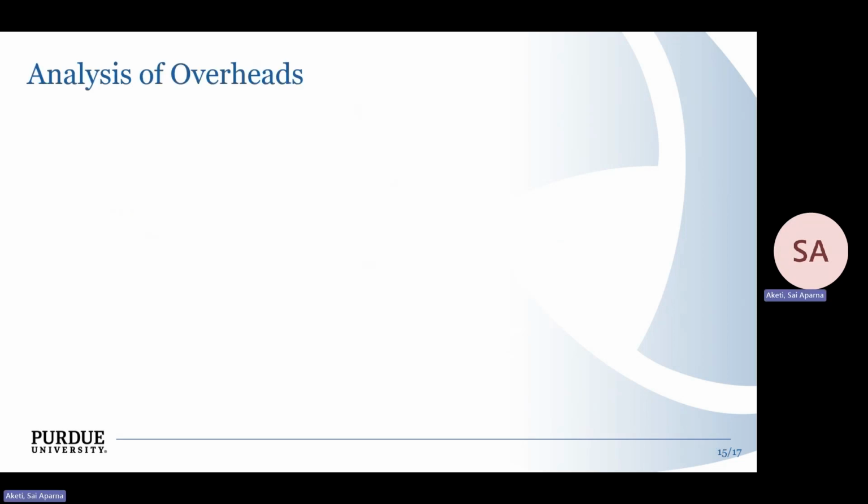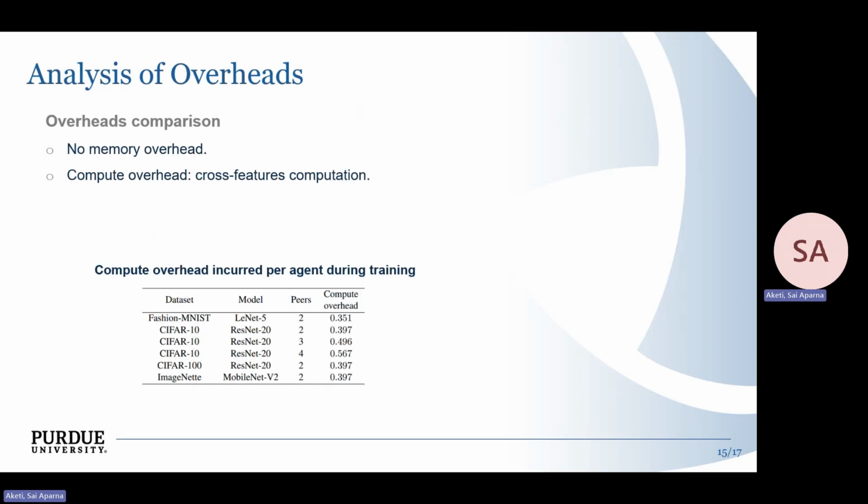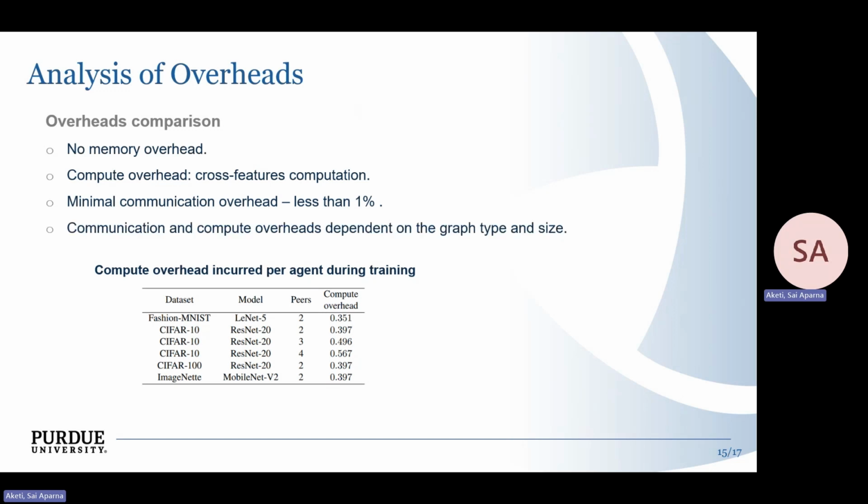Additionally, we also analyze the overheads of the proposed loss function. We observe that there is no memory overhead for CCL. Compute overhead comes from the cross-feature computation, which varies from 0.35x to 0.5x. There is a minimal communication overhead as we communicate these additional averaged data variant cross features. Note that the communication and compute overheads depend on the graph size and the type of the graph topology.